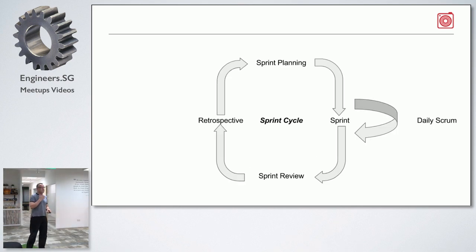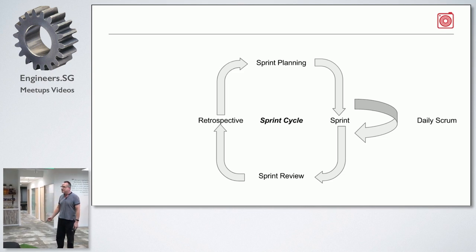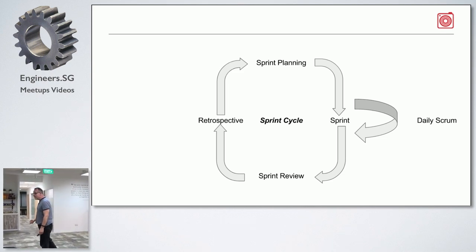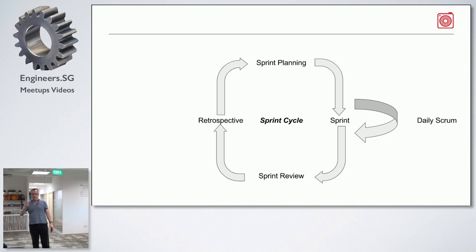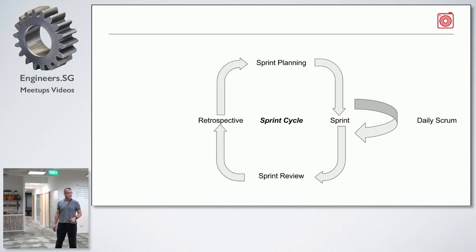Now, Scrum, this is the basic cycle. It's very simple. You start with a sprint plan. From that, you get a sprint backlog. You go into the sprint. You do your daily Scrum, which is giving you feedback. It's providing a venue for inspection. And then you adapt based on that. You go to the sprint review, you go to the retrospective.